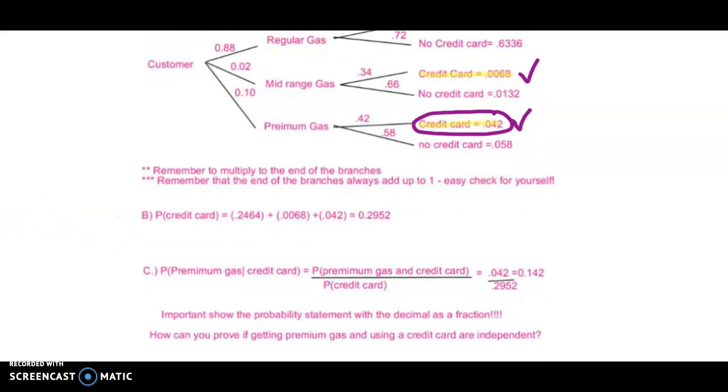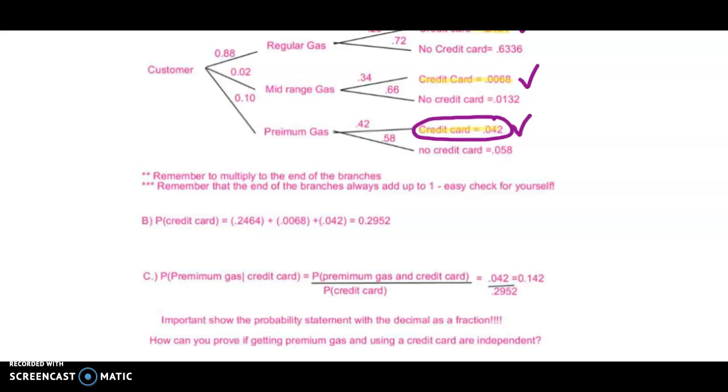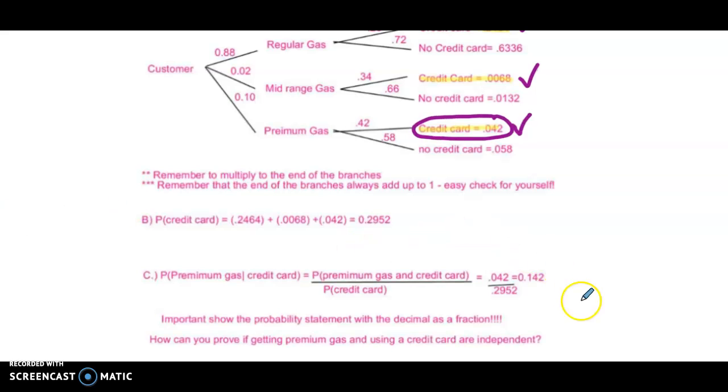Now, the next question says, how can you prove if getting premium gas and using a credit card are independent? So that's what you would want to check. Okay, remember it's the probability of A given B would have to be the same as the probability of A because B is not affecting A. So how can we prove if getting premium gas and using a credit card are independent? Okay, so we can use our statement here.